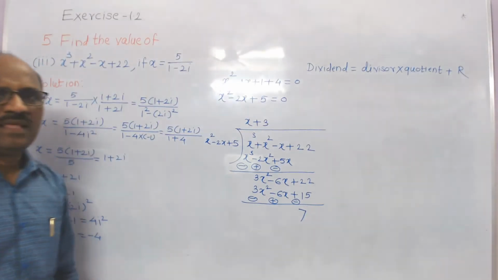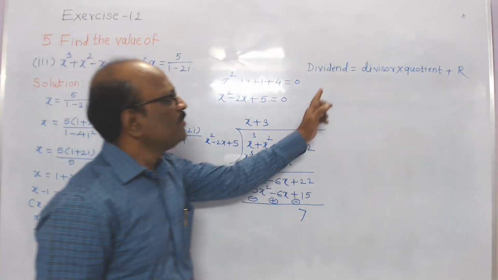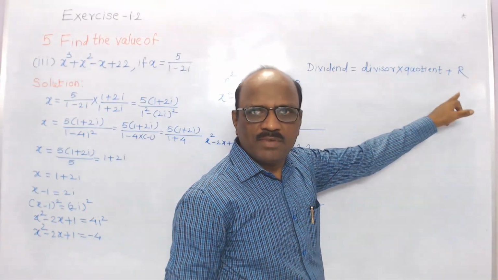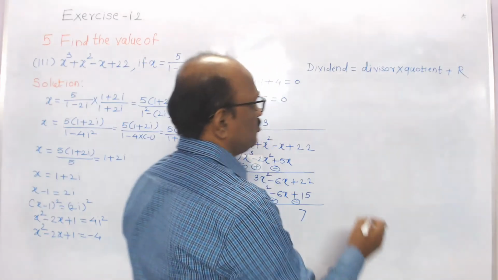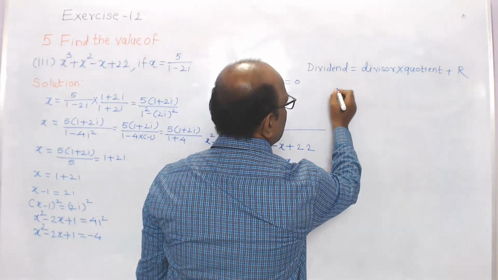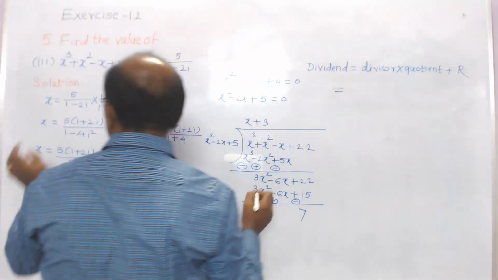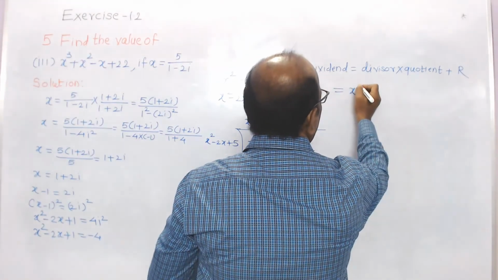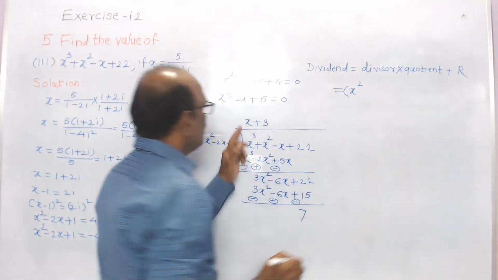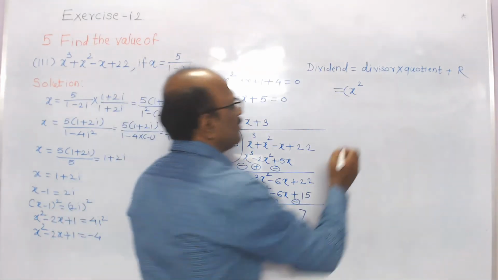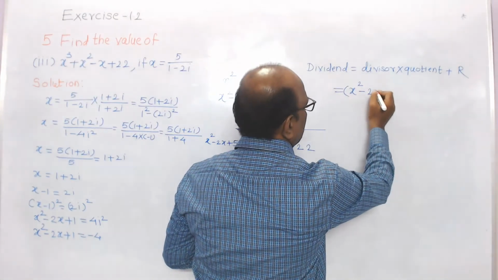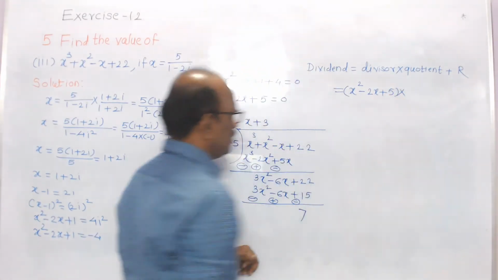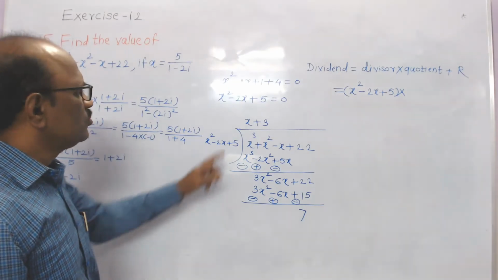Again in the standard form, dividend is equals to divisor into quotient plus remainder. We will substitute the values. What was the divisor? The divisor was x square minus 2x plus 5, x square minus 2x plus 5 into quotient. The quotient is x plus 3.